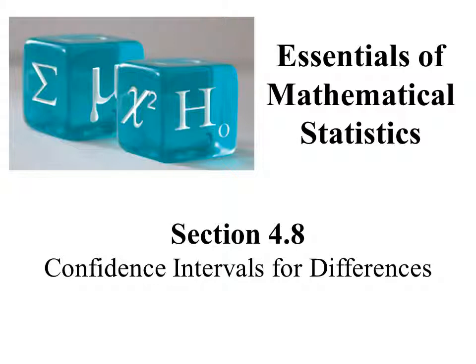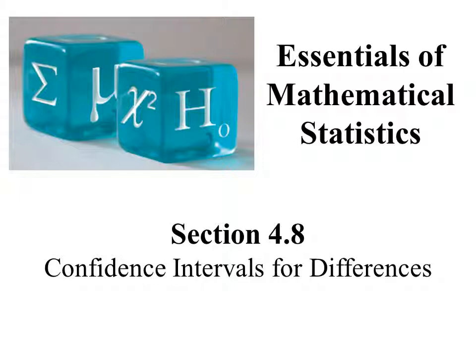In sections 4.5 and 4.6 we introduced confidence interval estimates of a single population proportion and a single population mean. What we're going to be doing in this section is very similar to what we've done before, except that instead of dealing with a single population, we're going to be dealing with two different populations, and we're trying to estimate the difference between those two population means or those two population proportions.